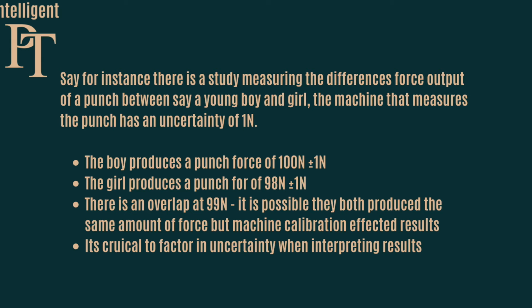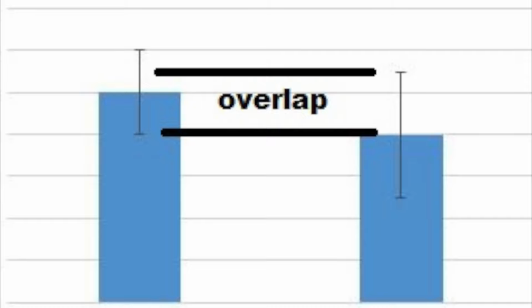So it's important to factor in uncertainty whenever you're interpreting results. Okay, so uncertainty is represented as error bars in graphic form. So from the image you can see on the screen, if you didn't look at the error bars, you could see that one group of whatever the dependent variable is has higher data than the other one, and you might draw a conclusion from that.